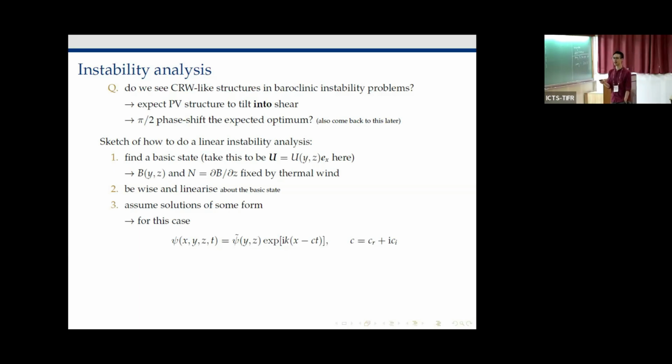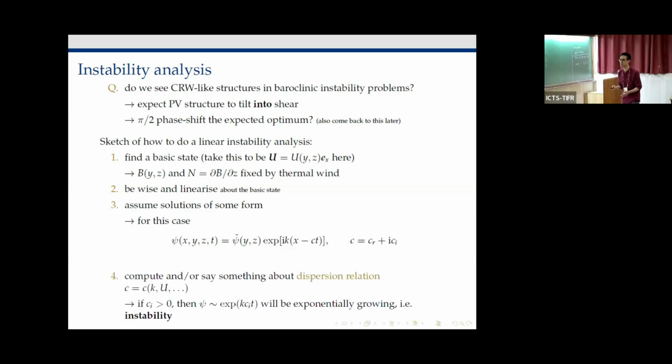C here is going to be complex, so what I'm really thinking is that I am in some frame where I'm following the instability in some sense. So my C is complex. You don't have to do that. You can take K to be complex, then you have a spatially developing instability. This is kind of more standard to do.